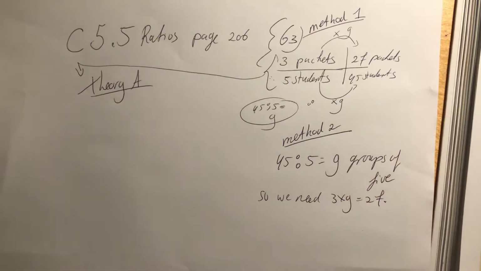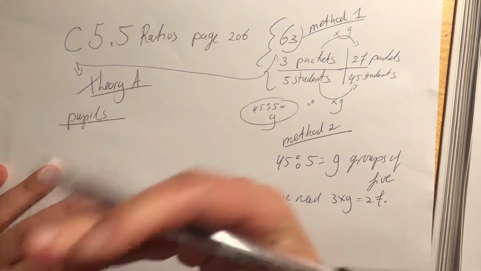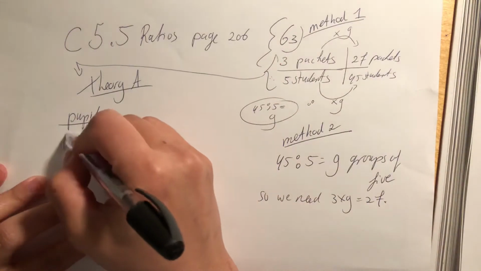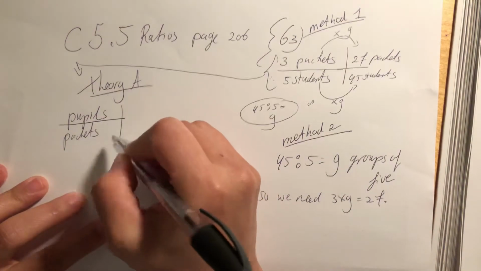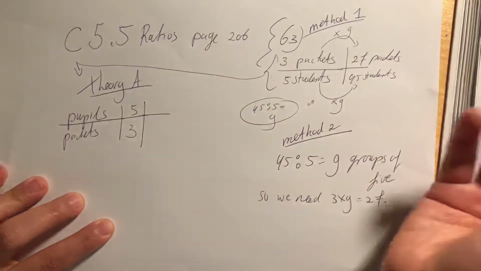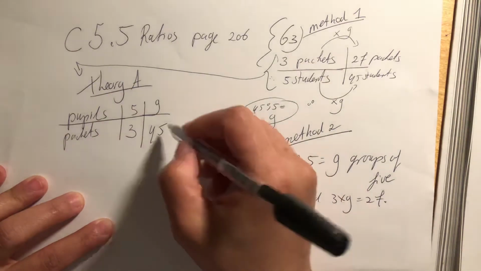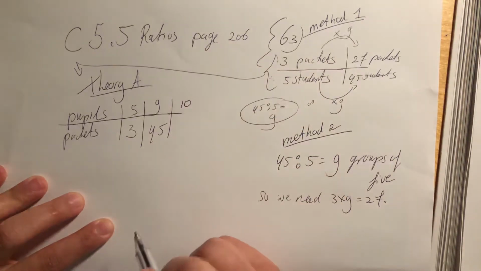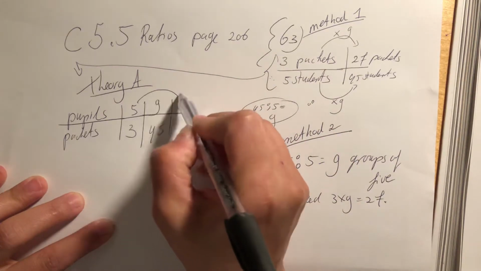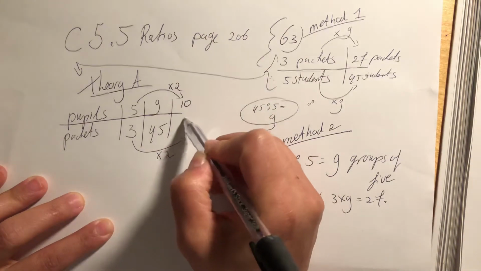So we can calculate now for every amount of students and even for the amount of packets of crisps, because we know the students and we know packets of crisps. We know that 5 students, 3 packages. Further, we knew 45 students, 9 packages. We can calculate, for example, 10 now. Why? Because 5 times 2 equals 10, and then of course 3 times 2 will make 6.